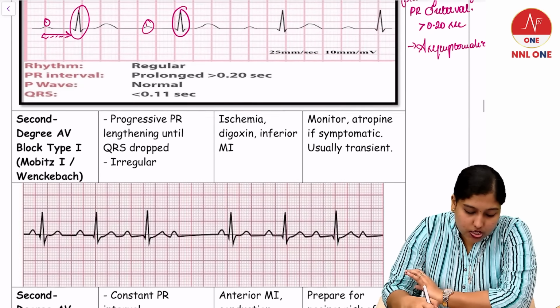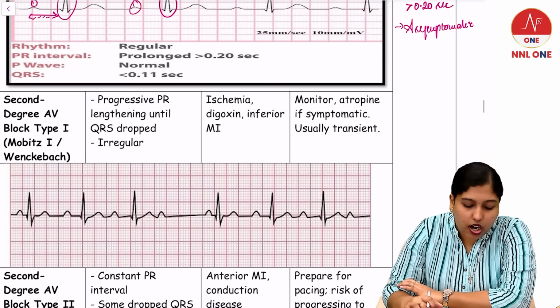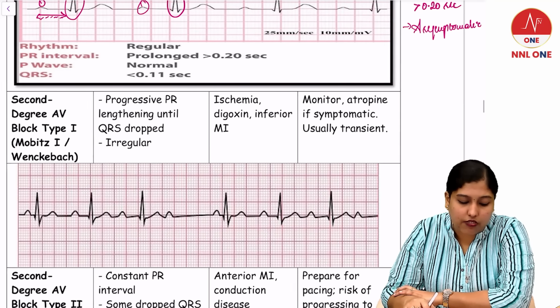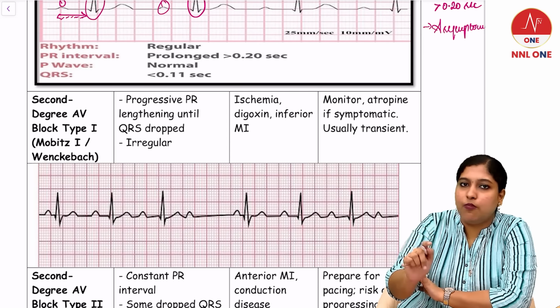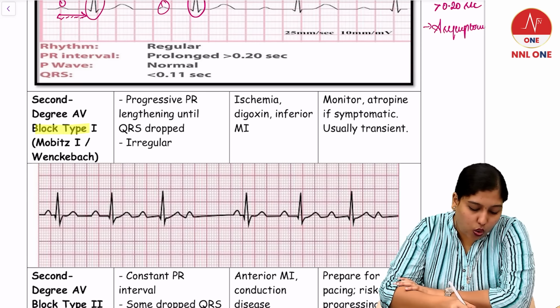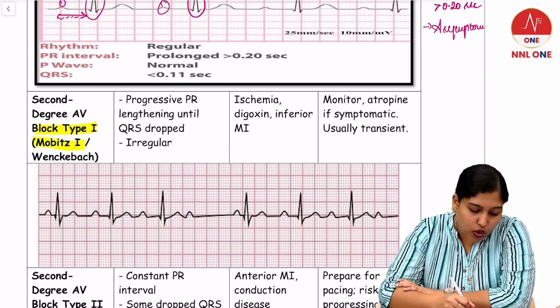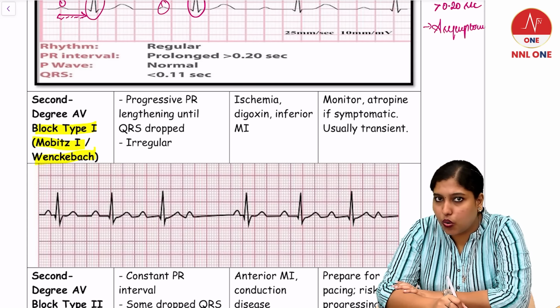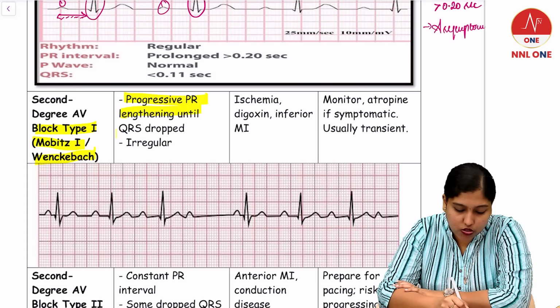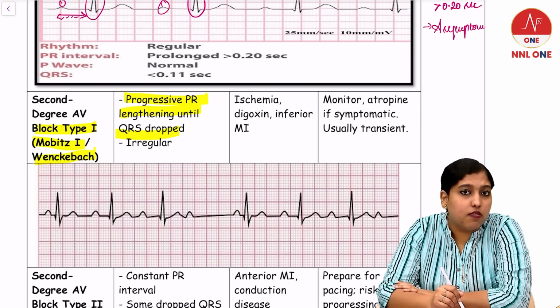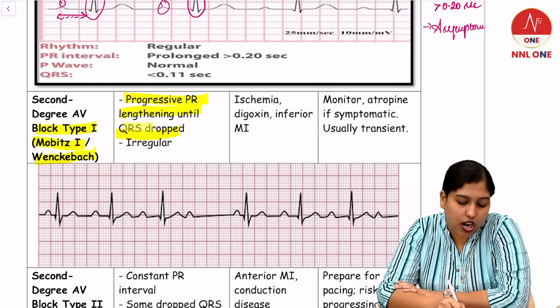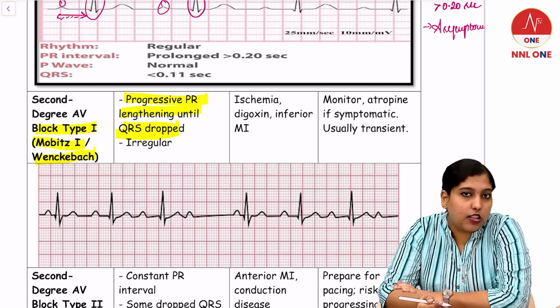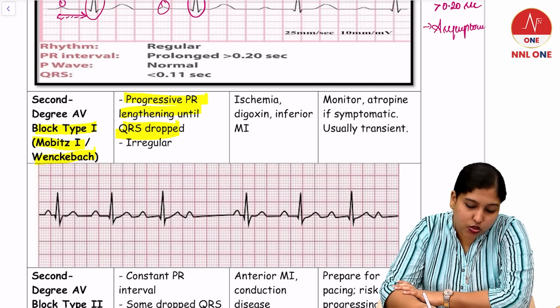Next, we go to second degree heart block. As I said, second degree has type 1 and type 2. Type 1 is known as Mobitz 1 or the Wenckebach phenomenon. The important keyword to notice is progressive prolongation of the PR interval, a progressive lengthening of the PR interval until the QRS is dropped.